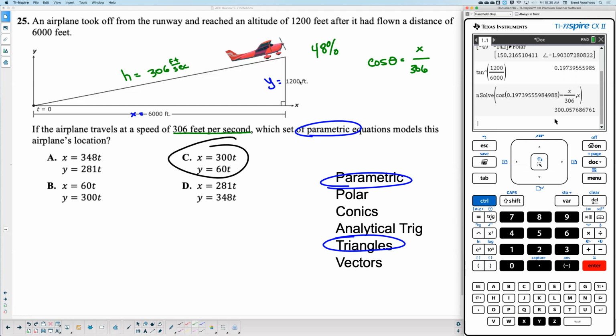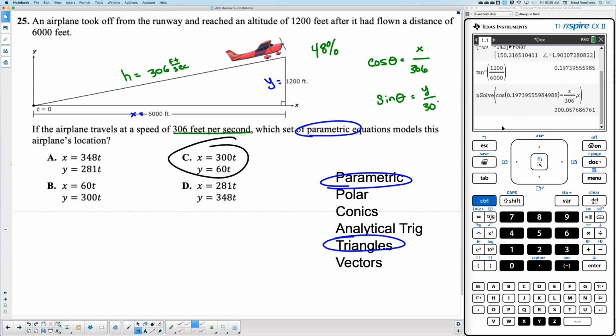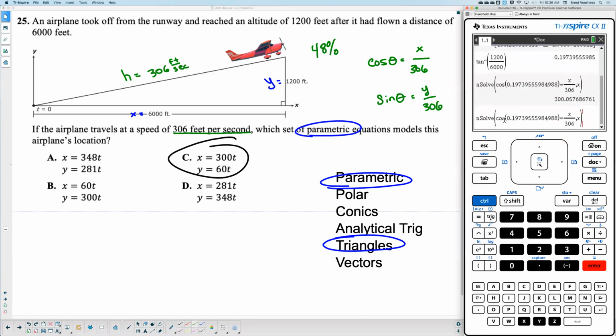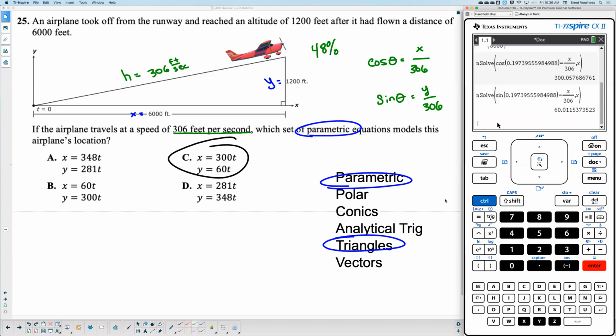Okay, and the only thing different would be to find the y equation. What would you do differently when you solve? You would do a sine. Sine would be y over the h of 306. So if I just did the same thing again, but change this to a sine, you could also do it like that and get 60.